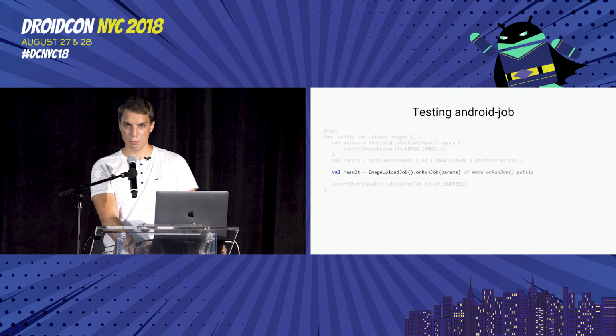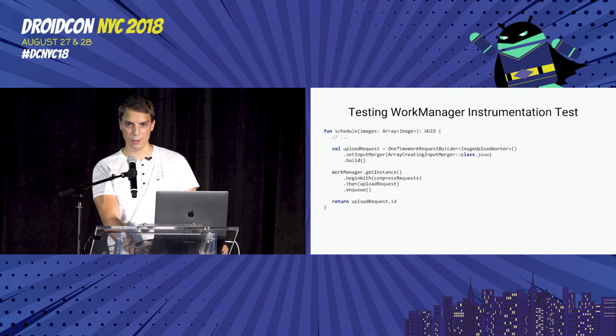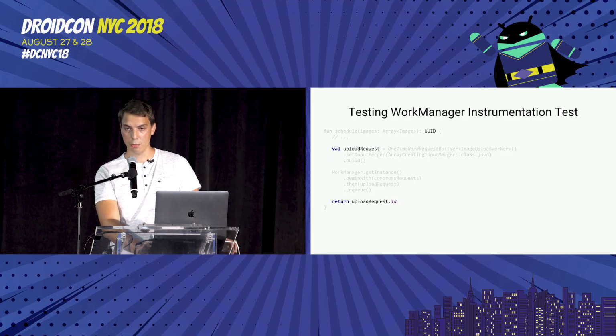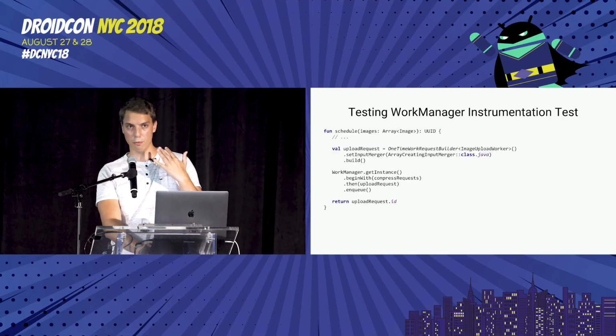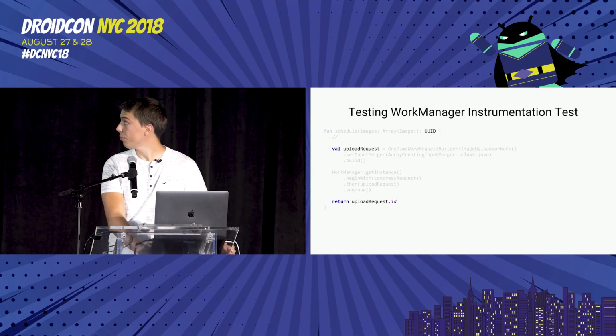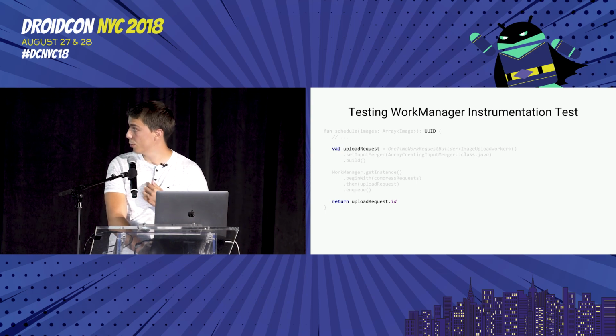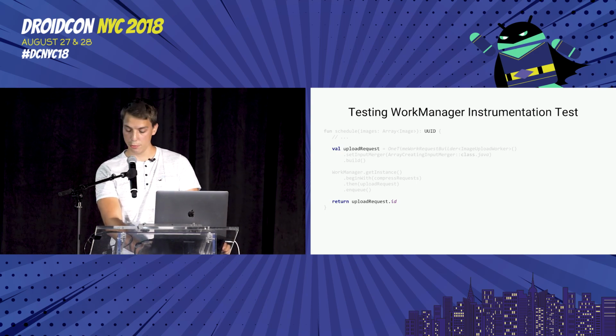If you want to test WorkManager, I recommend that you use instrumentation tests because it's actually straightforward. The first thing I did is I had to change my schedule method a little bit. Each time you create a work request, the library creates a unique ID for your worker. And that's actually a UUID object, and that's what I also return here, so that I can later identify my job. And we see this in the test.